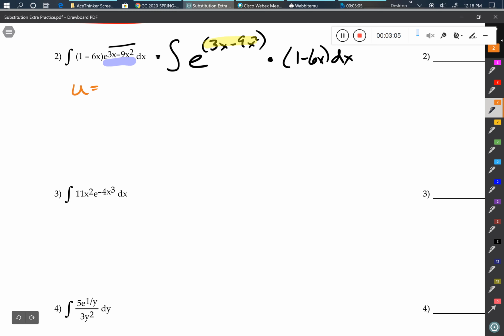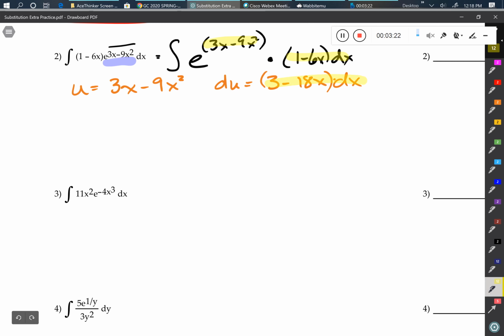I'm going to check and see if this works. So u is 3x - 9x^2. If that's my u, then my differential du will be the derivative of that, which will be (3 - 18x) times dx. Now clearly this does not match this, but do you see how if we factor the 3 out of the orange, we could make the two match? And so that's going to give me 1/3 du is (1 - 6x) dx, and now I have it matching so that I can perform my substitution.